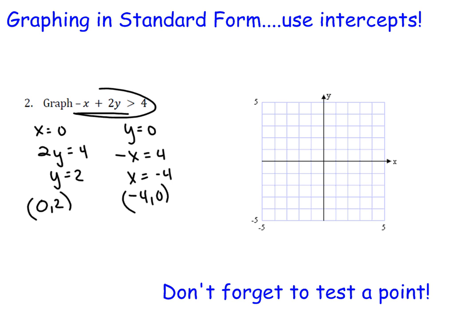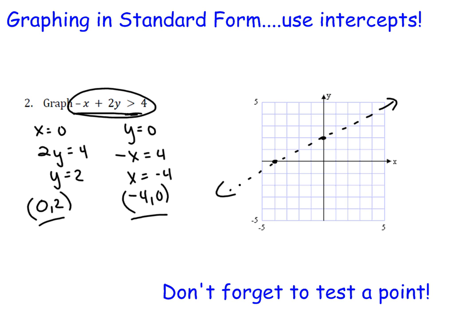Remember, when you use intercepts, even though it's an inequality, you pretend it's an equal sign. The end game is all you're trying to do is get a point. So you're allowed to do that. But remember that it is going to be an inequality when you build this. So if I got negative 4, 0, and I got 0, 2, it's going to be a dotted line.